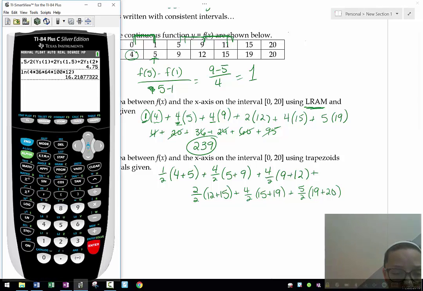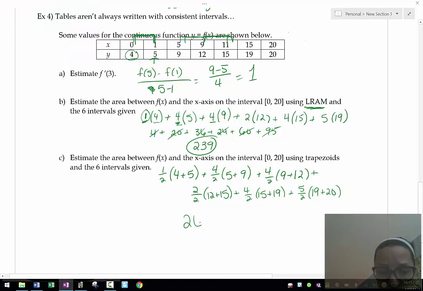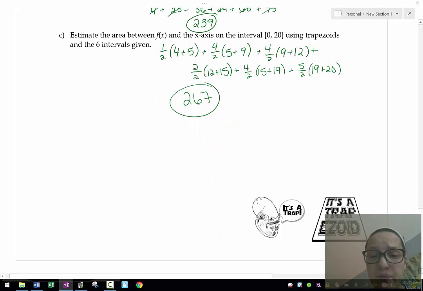And I don't feel like doing that in my head, so I have 1/2 of 9 plus 2 times 14 plus 2 times 21 plus 1 times 27 plus 2 times 34 plus 2.5 times 39. And I got 267, which is close to the 239, so I'm thinking I probably did it right.